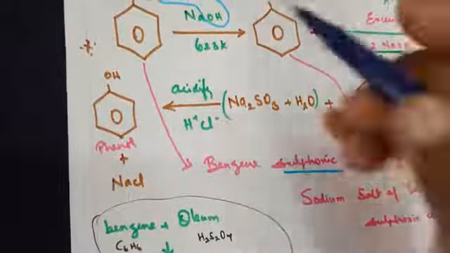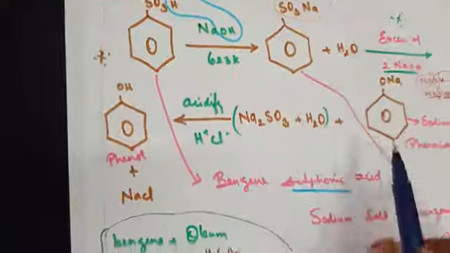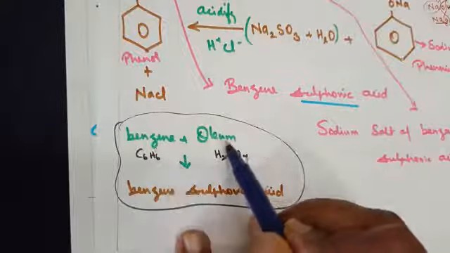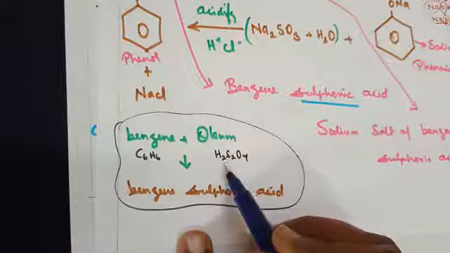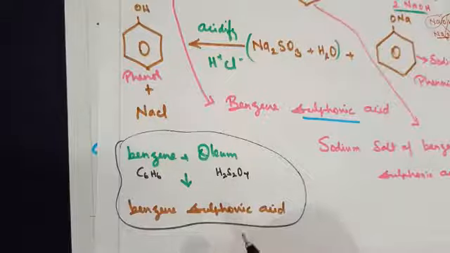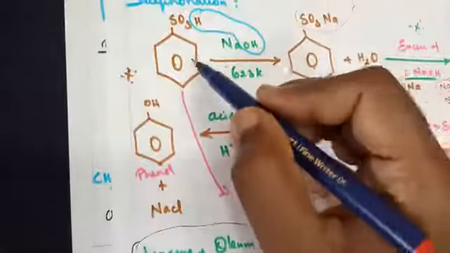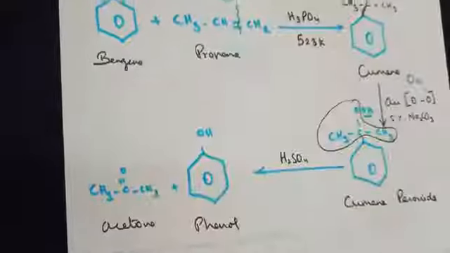Now, how do we prepare this benzene sulfonic acid? Benzene, when we treat with oleum with the molecular formula of H2S2O7, we get benzene sulfonic acid. The formula is given to you.